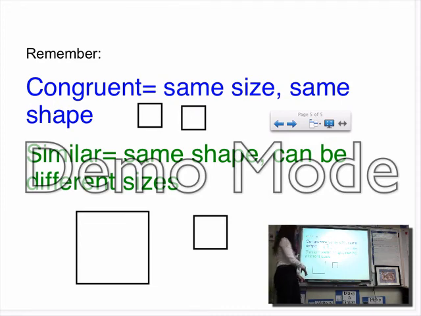Use this reminder to help you complete the sample problems on your worksheet. Good luck, Smarties.